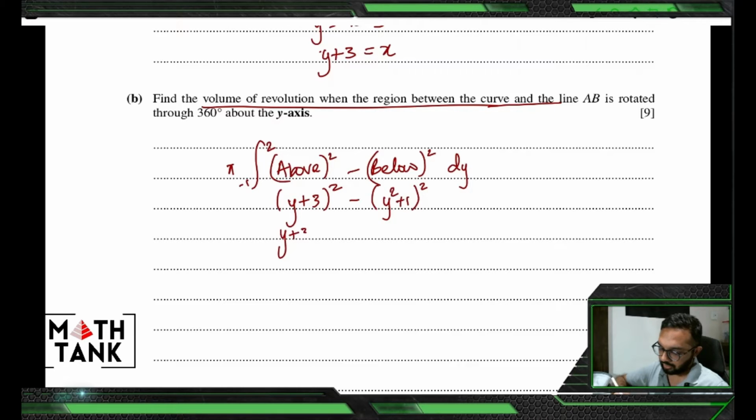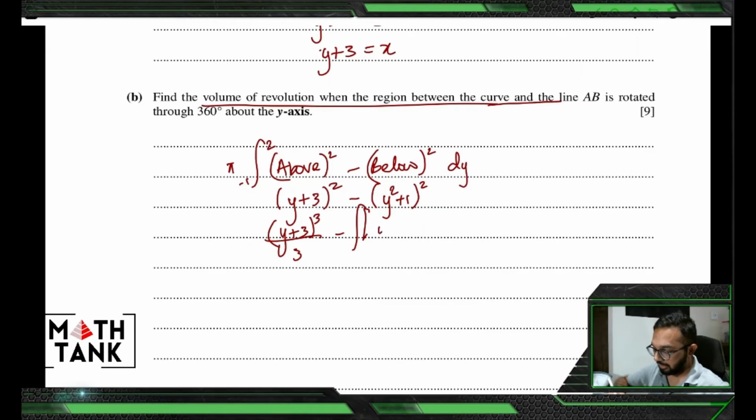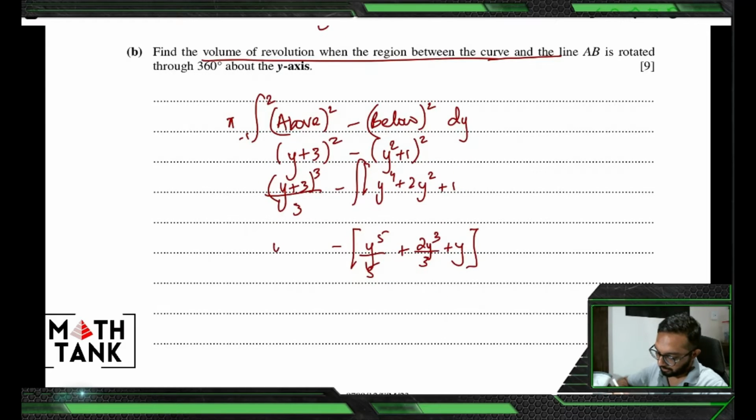The first integration is simple, but when I'm integrating this, remember that I cannot integrate this directly. I have to first open this up because there's a quadratic inside. So y power 4 minus 2y squared plus 1, and then I have to integrate this. So this becomes minus y power 5 over 5 plus 2y cubed over 3 plus y, and then I have to apply the limits on all of it.